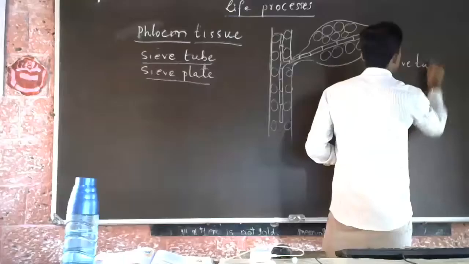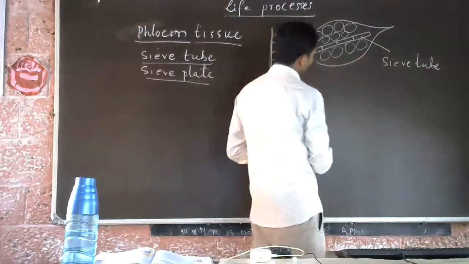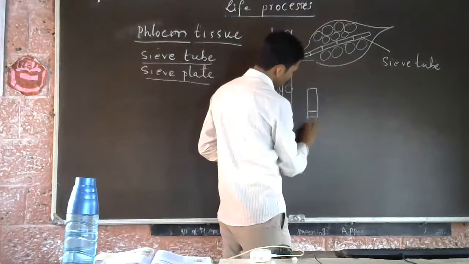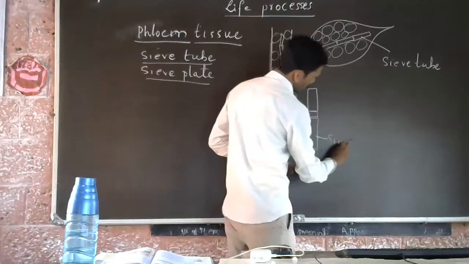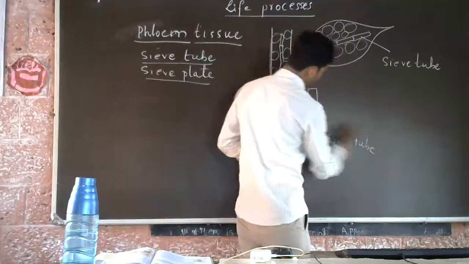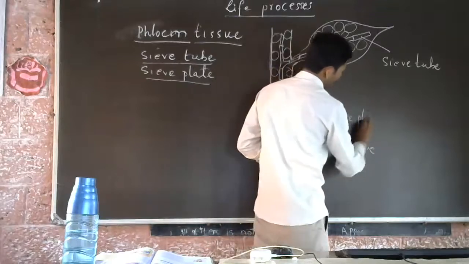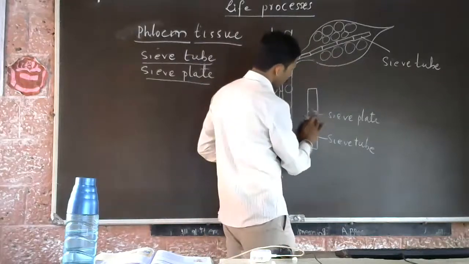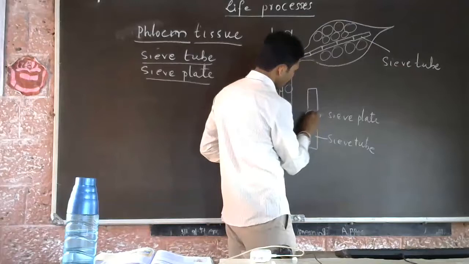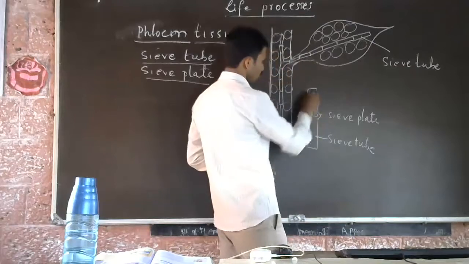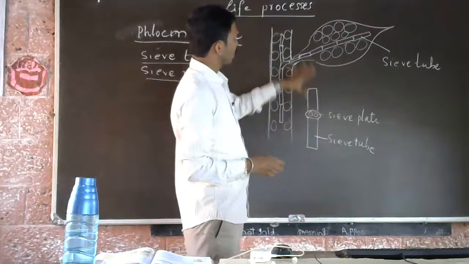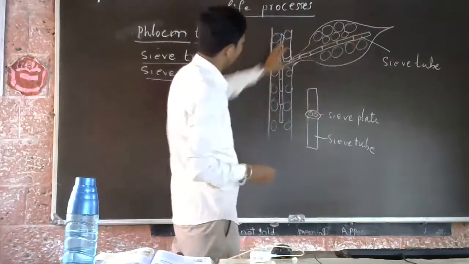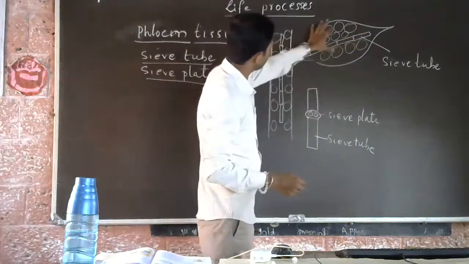So this is sieve tubes. I told you already, in between sieve tubes there are sieve plates. This is sieve tube, sieve tube, and sieve plates. These are the common structures which are present in the phloem tissue. Already we have learned this. Here in the sieve plates, there are holes which help in the transportation of food. The sieve tubes I have drawn here. So in between, this is sieve tube, meaning adjacent cells are there.